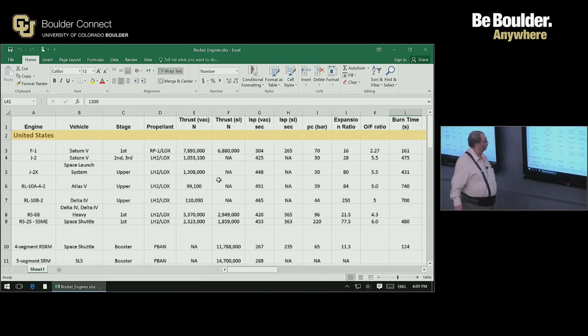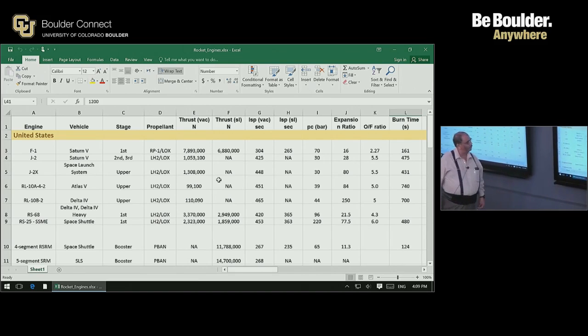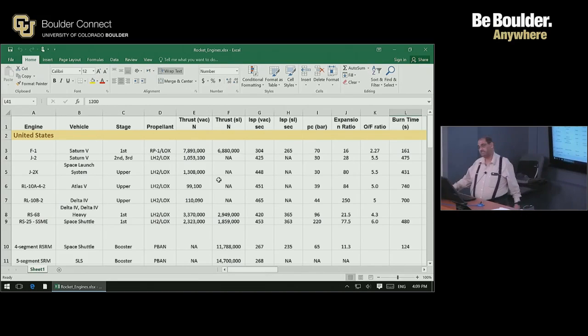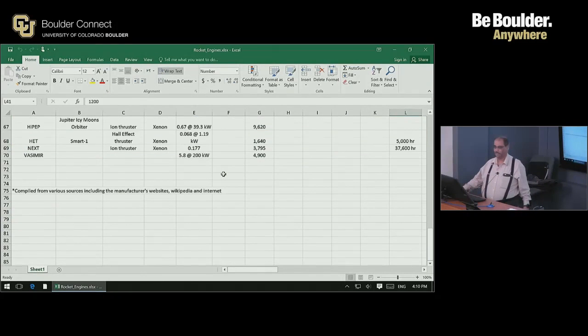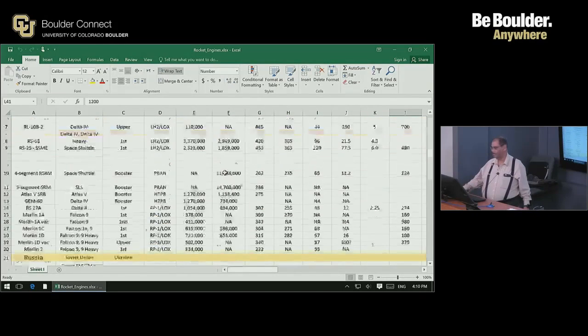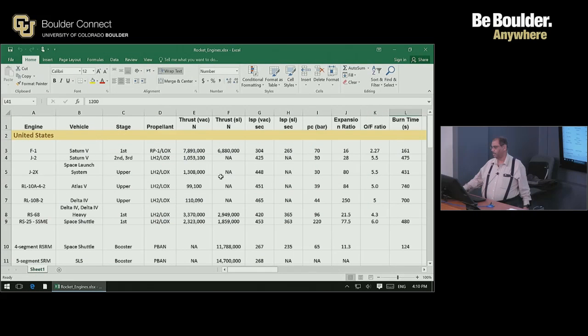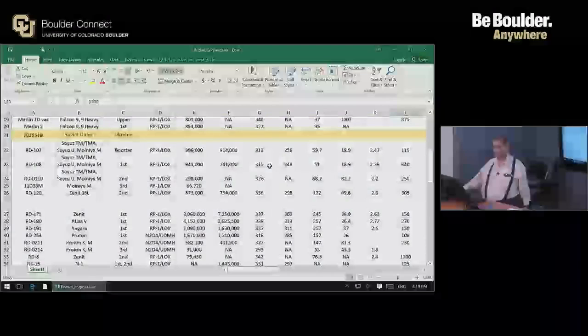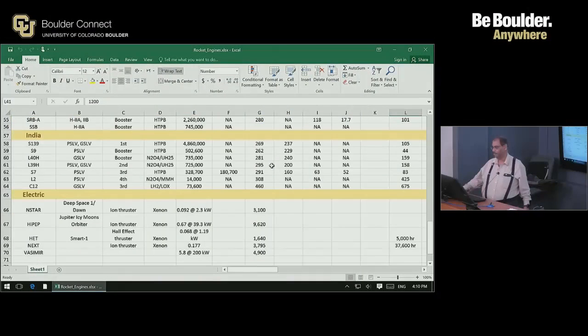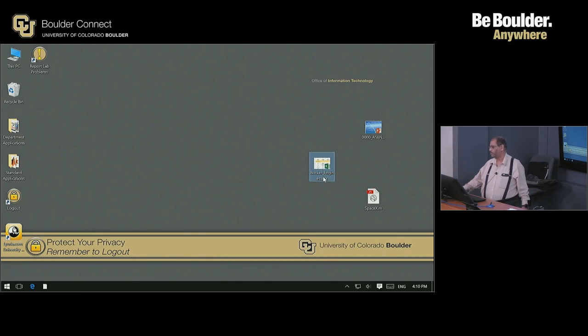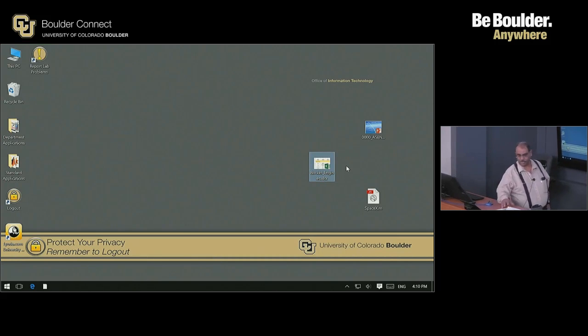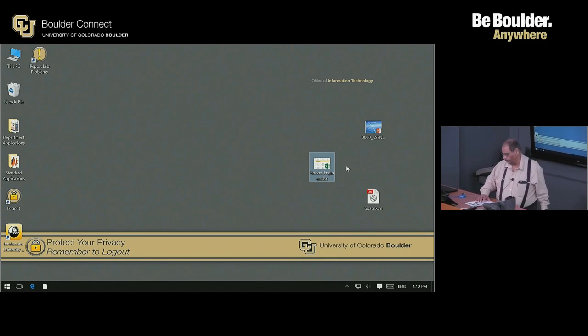Okay, and we go through the whole thing. United States, Russia, Europe, China, India, and so on. Okay, so a nice table to tell you what the characteristics are. If you find any error, please let me know. It's very difficult to get accurate data and so on. So we always have to check and check and check. Any questions before I carry on?